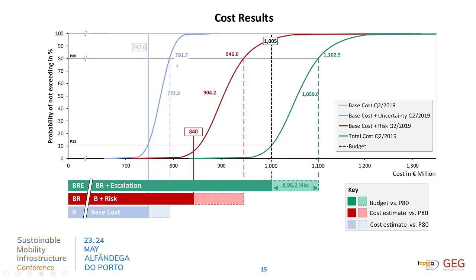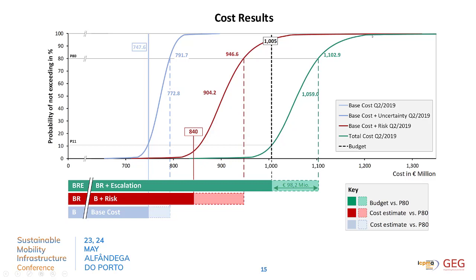From base cost to risk, we just jump to the red curve, and you see it's more skewed. It means risks bring in uncertainty. We cover more potential cost on our horizontal axis down here, and you see it adds quite a large amount of money, the risks. So the last step is adding escalation, the future inflation rate, from the red curve to the green curve. And you see this is now the depiction of the total project cost.